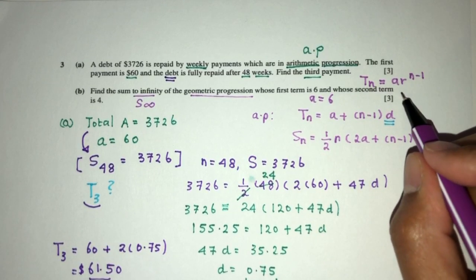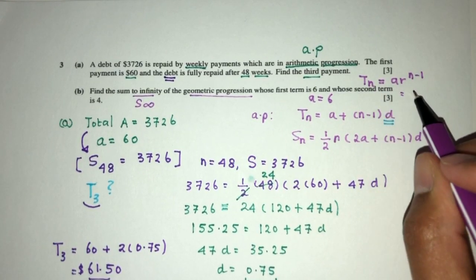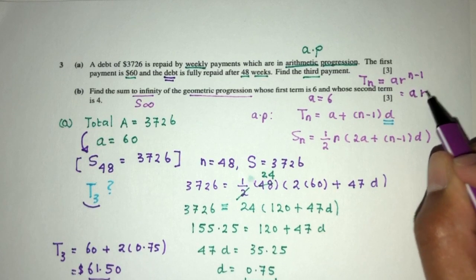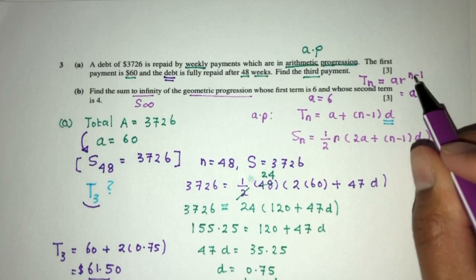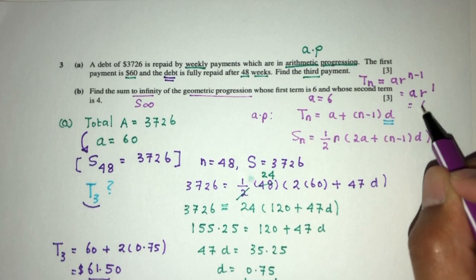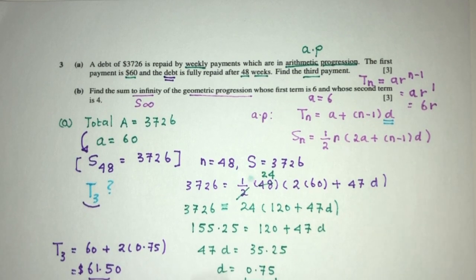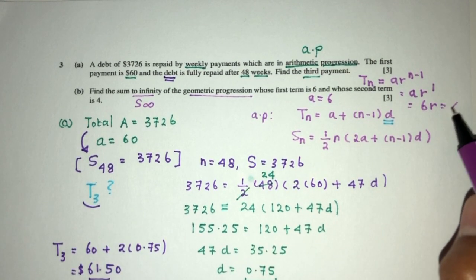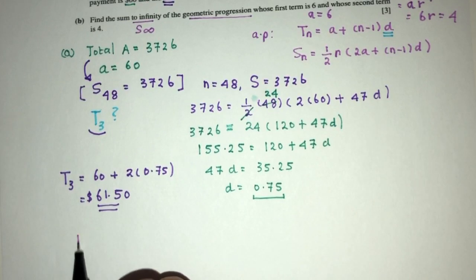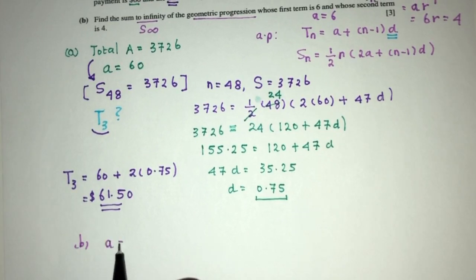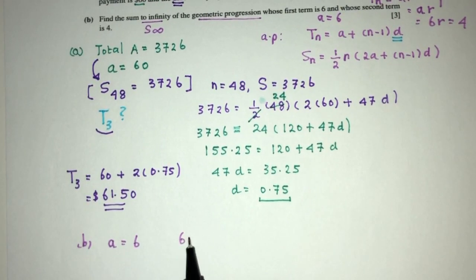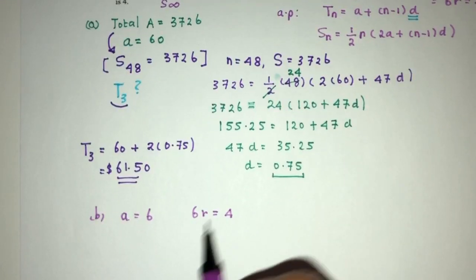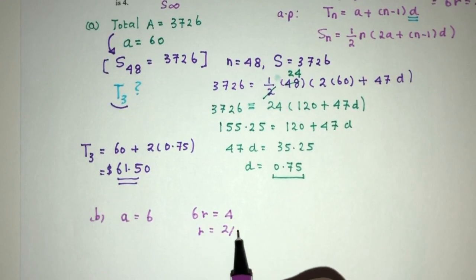Now T of 2, when n is 2, will be A times R to the n minus 1, so 2 minus 1 is 1. A is 6, so 6R will be the value of 4. So let's write this down. For part B, we're given the value of A is 6, and then 6 times R is 4, which means R will be 2 over 3.